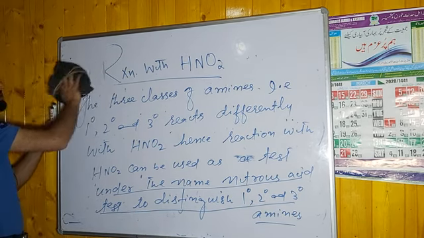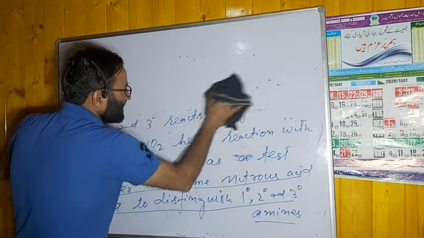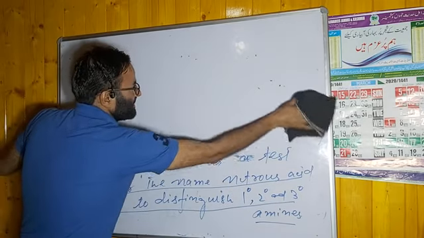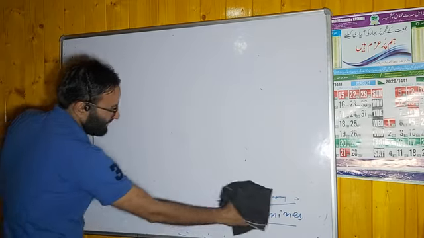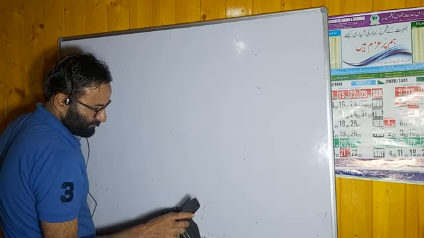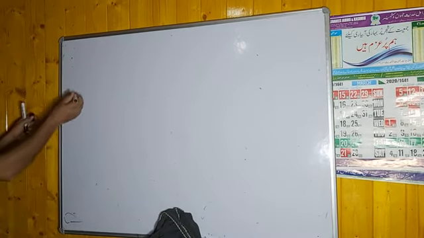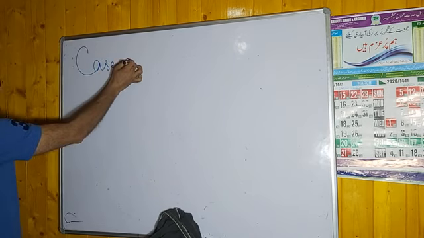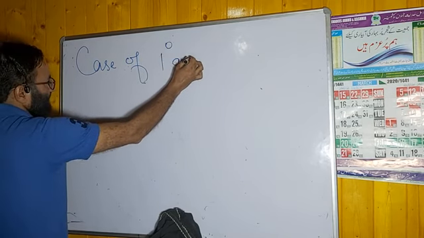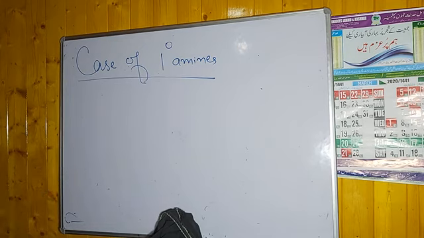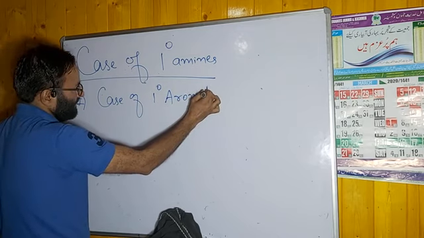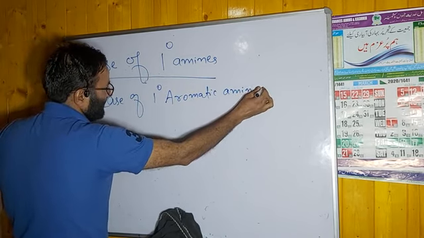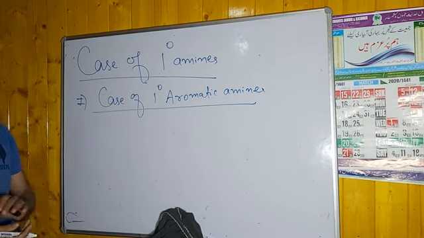Now we will see how the three types of amines react differently with nitrous acid. Remember this point. We will now see how they react with the nitrous acid. We will write the case of 1 degree amines. Here we will discuss both aliphatic and aromatic. Let us take the case of the first one, the case of 1 degree aromatic amines. We'll see how the 1 degree aromatic amines react with the nitrous acid.